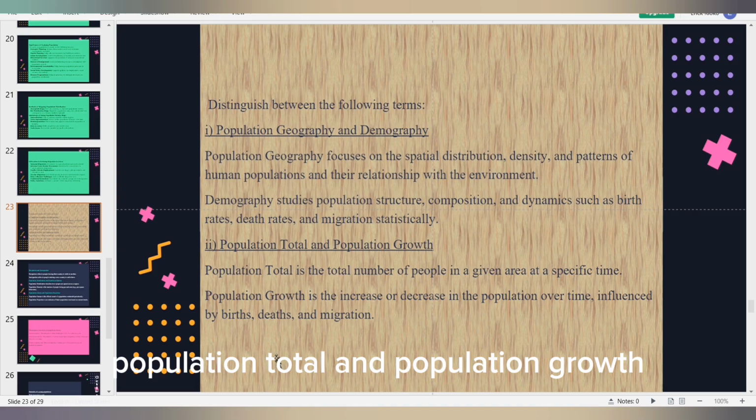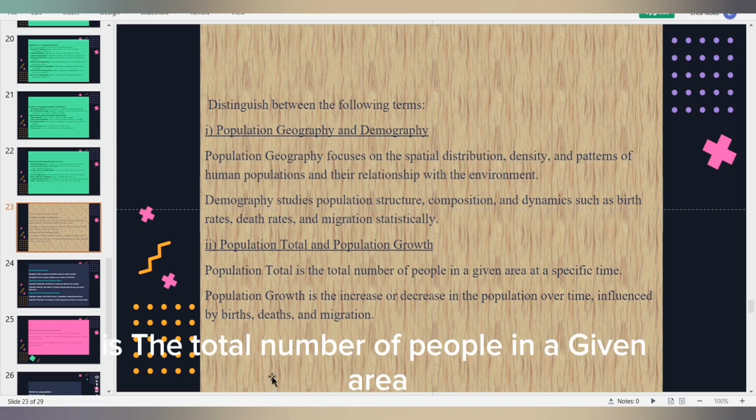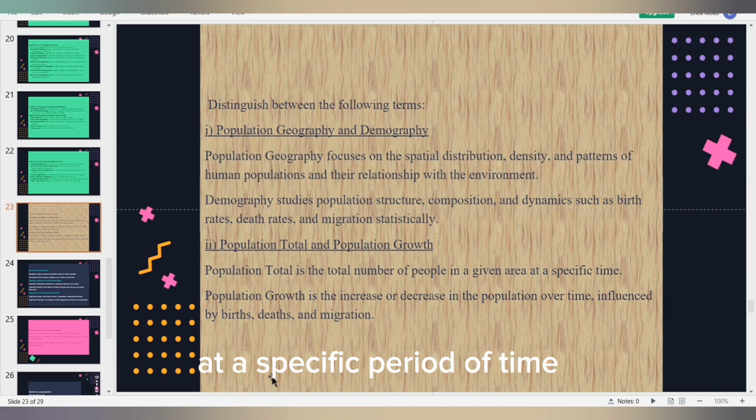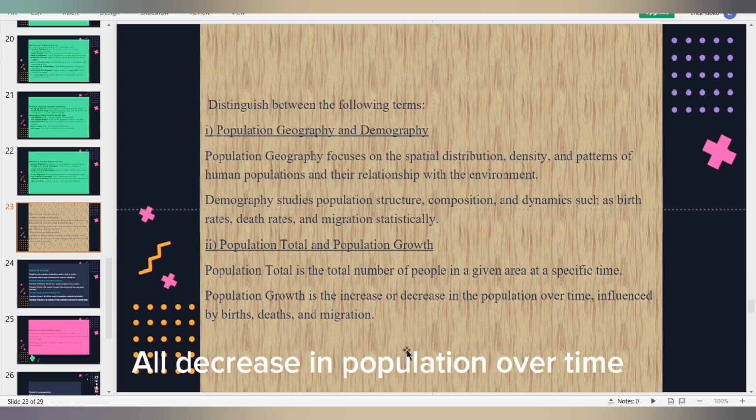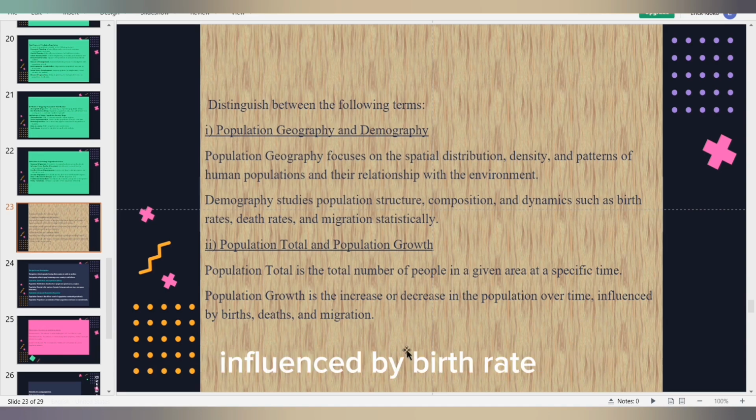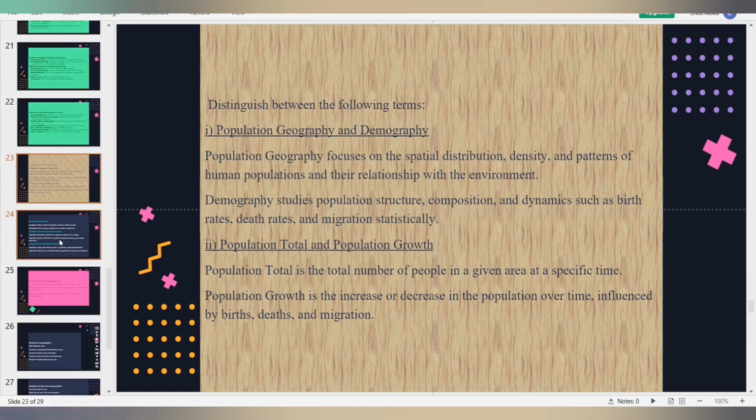Population total and population growth. Population total is the total number of people in a given area at a specific period of time. So it is the quantitative factor, the total number of people. We have the specific area and the time factor. Let's go to population growth. It's the increase or decrease in population over time, influenced by birth rate, death rate, and migration.